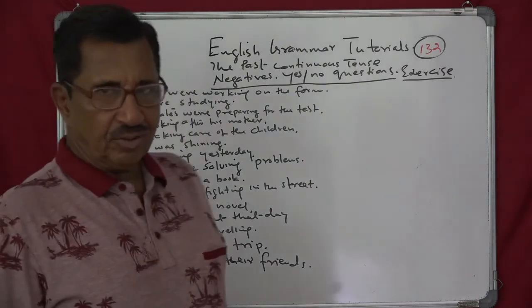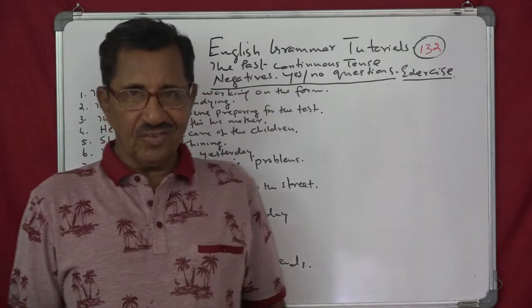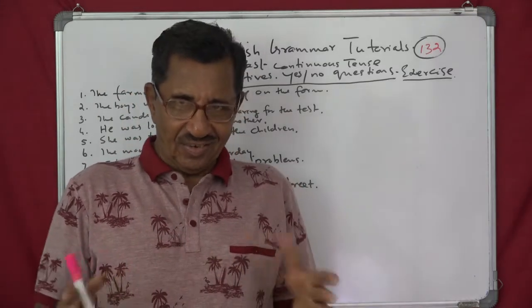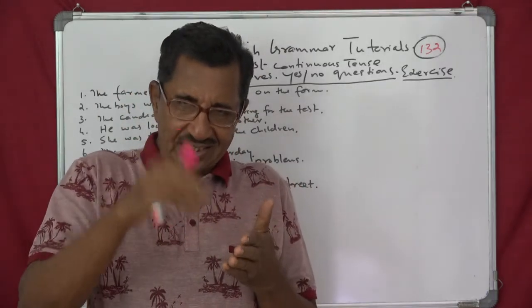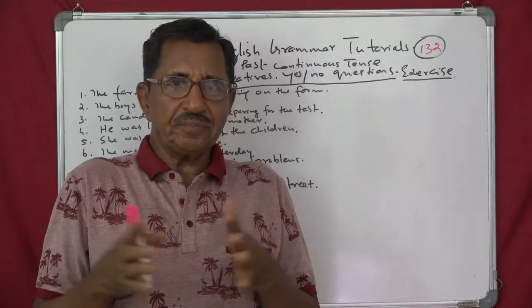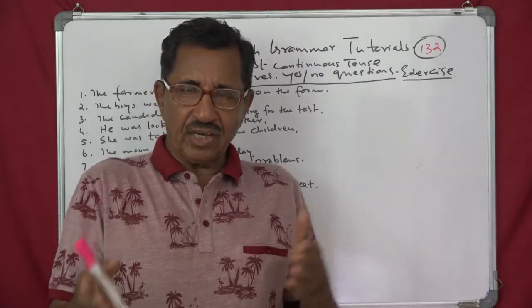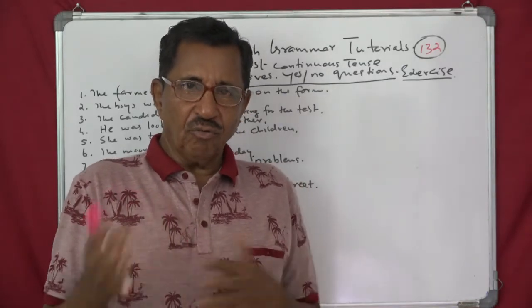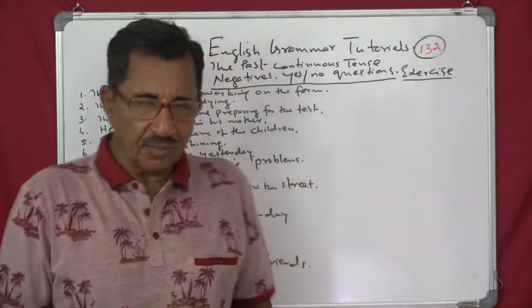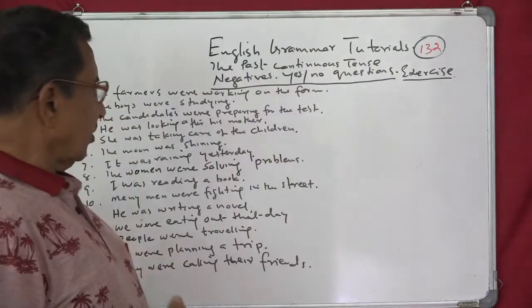I think negative is very simple. All you have to do is add not, insert not between the parts. For example, were eating, were not eating. Was eating, was not eating. That is very simple. Alright, now yes or no questions.